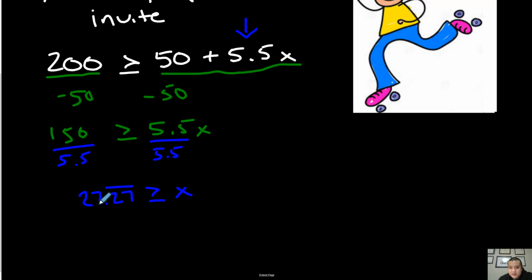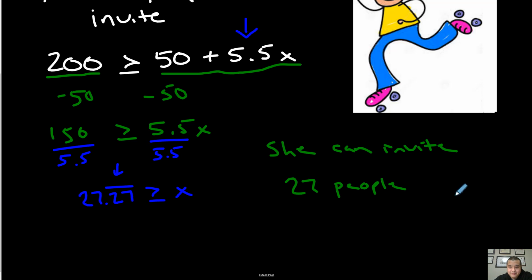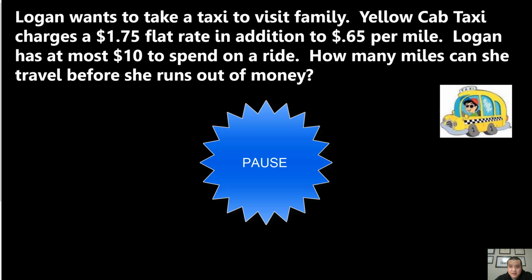Okay, so that means that she has to invite 27.27 people or fewer, excuse me. However, that doesn't quite make sense because we can't invite 0.27 people. So instead we have to round down because we want to be sure that we can afford all this. So we're going to round down. So she can invite 27 people. Okay. Go ahead and try this one out on your own.